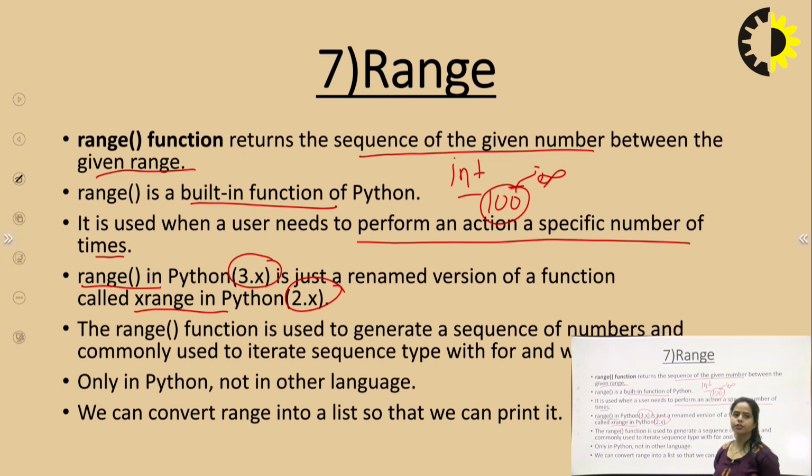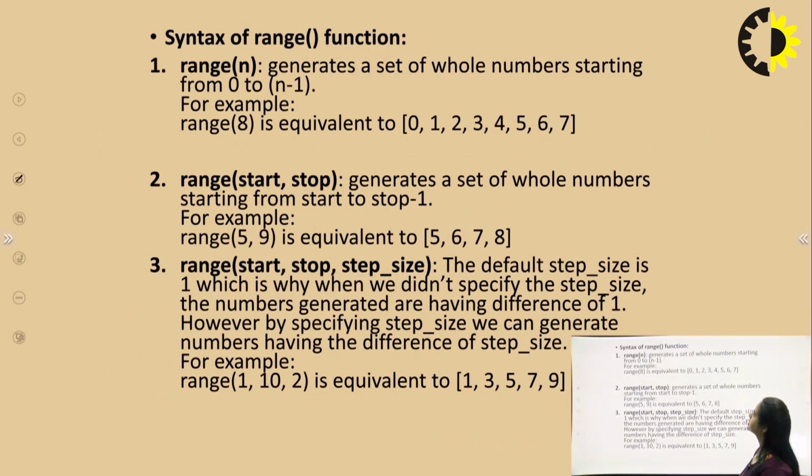The range function is used to generate a sequence of numbers and is commonly used to iterate over sequence types. Its basic use is for iteration of sequence types. Sequence types means list, tuple and string. This is only in Python, not in other programming languages. We can convert a range into a list, so we can print it. Here we have three syntaxes of the range function.